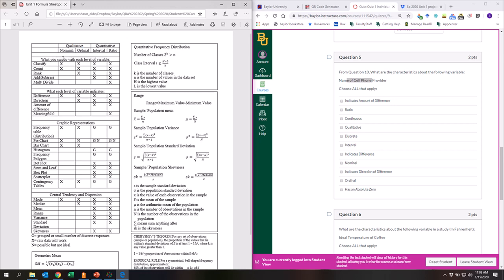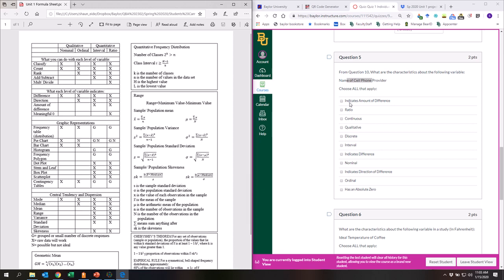If it's qualitative, it's going to be either nominal or ordinal. Is there an order? Like, is AT&T in an order with T-Mobile? There's no order unless you consider another variable. There's no order here. So name of cell phone provider, that means it's going to be nominal. So what can you do with nominal? You can classify and you can count.